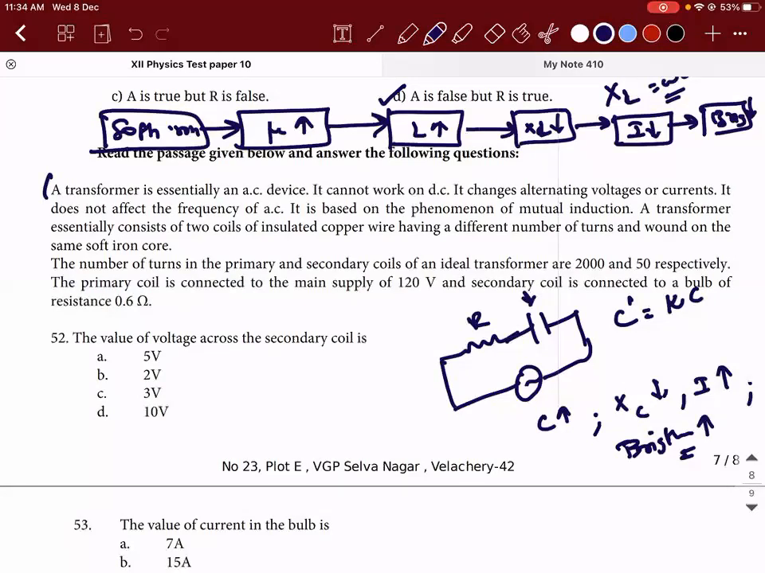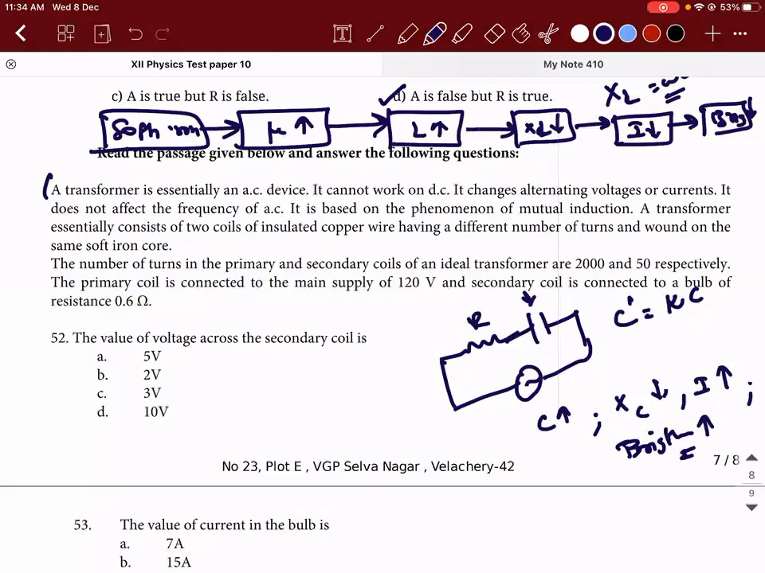The number of turns in the primary and secondary coils of an ideal transformer are 2000 and 50 respectively. The primary coil is connected to the main supply of 120 volt and the secondary coil is connected to a bulb of resistance 0.6 ohm. Now, what is going to be the voltage that will appear across the secondary coil?